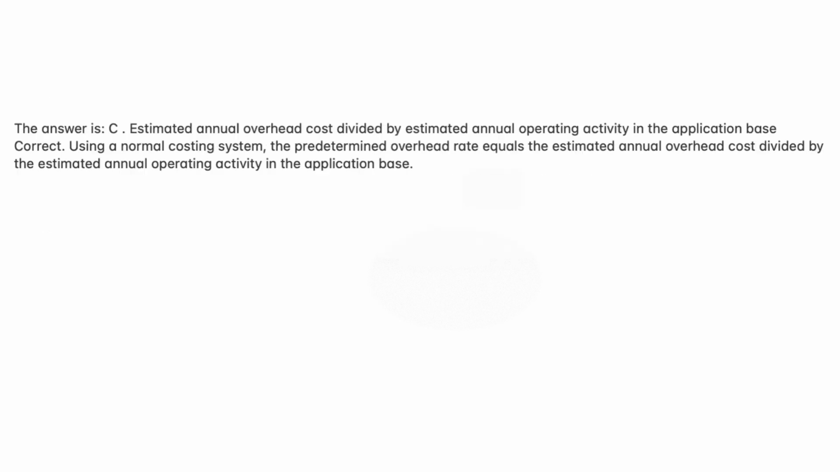The answer is C. Estimated annual overhead cost divided by estimated annual operating activity in the application base. Correct. Using a normal costing system, the predetermined overhead rate equals the estimated annual overhead cost divided by the estimated annual operating activity in the application base.